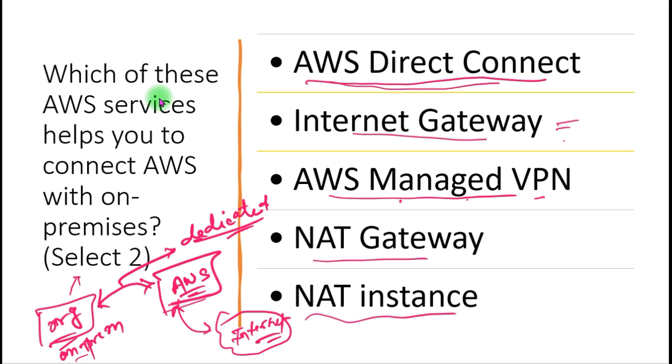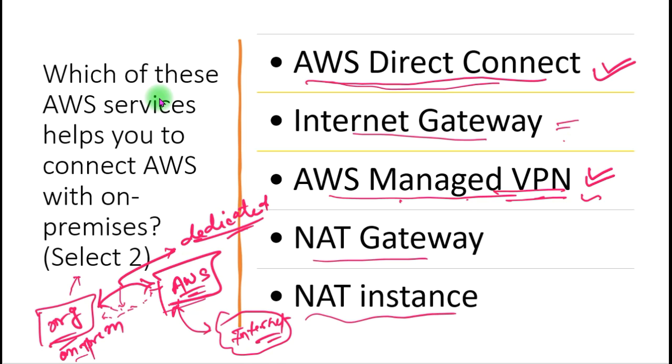AWS Managed VPN, yes, this is a connection which we can use to connect our organization to AWS. So for this question, our answer will be AWS Direct Connect and AWS Managed VPN. VPN is something really software based, where some settings need to be done or some components need to be installed at both places, either the client or the AWS side. And AWS Direct Connect is a dedicated connection. So let me make the VPN one dotted. This is AWS Managed VPN.